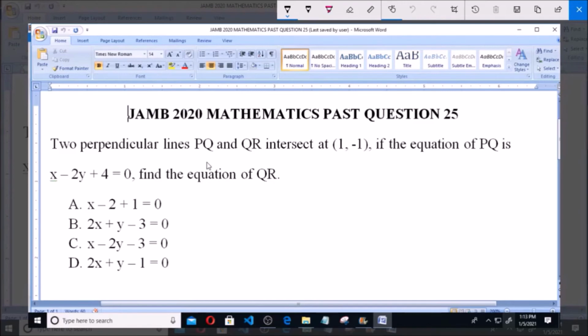Two perpendicular lines PQ and QR intersect at this given point with these coordinates. If the equation of PQ, that is this line PQ, is this, find the equation of line QR.